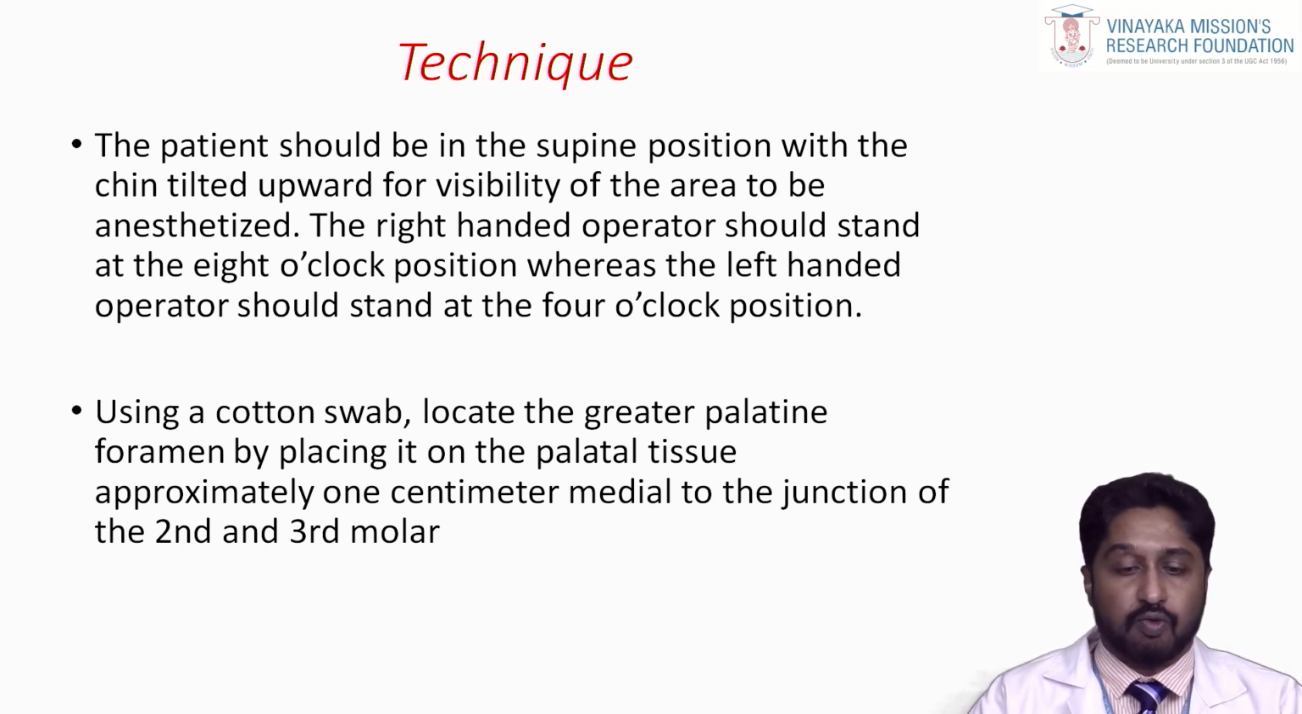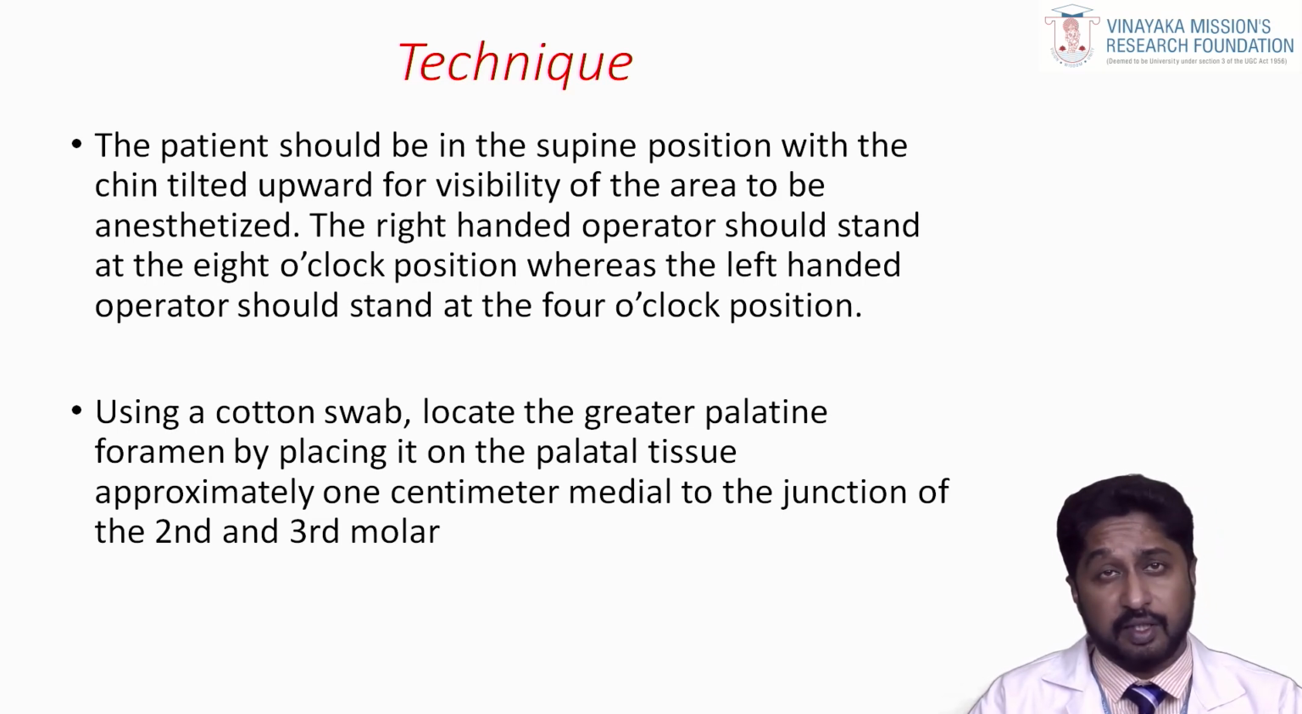Using a cotton swab, locate the greater palatal foramen by placing it on the palatal tissue, approximately 1 centimeter medial to the junction of the second and third molar. You know where the second and third molar are? You just bisect it, perpendicular to that, and you find this greater palatal foramen. This is approximate because foramina vary from person to person. The slight difference will be a few millimeters.